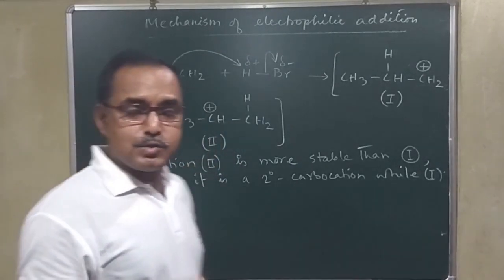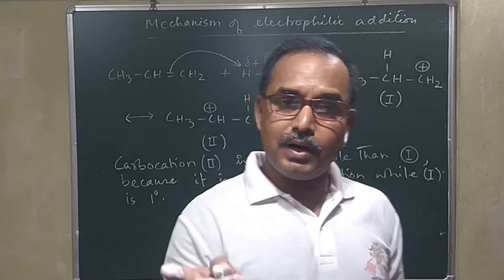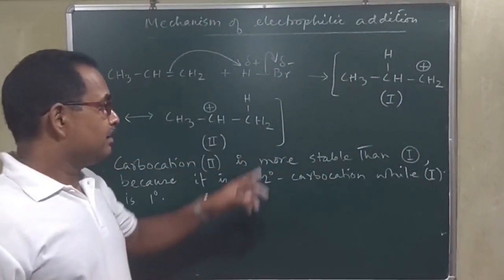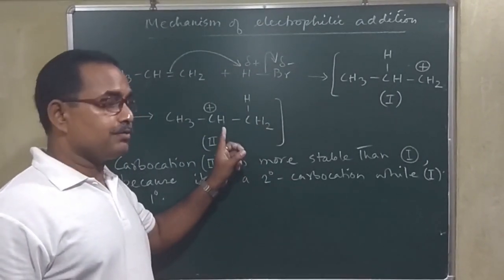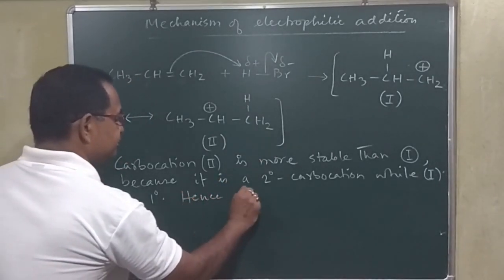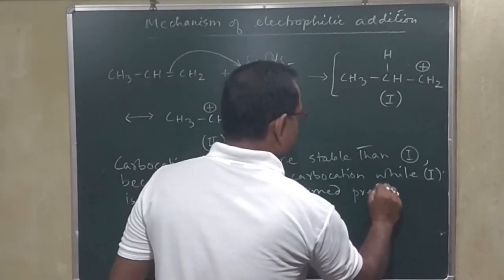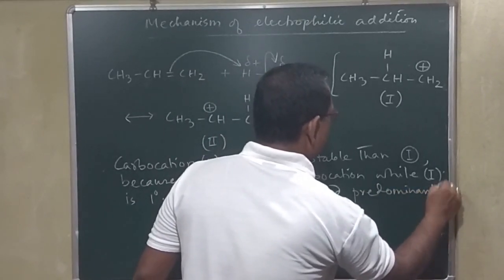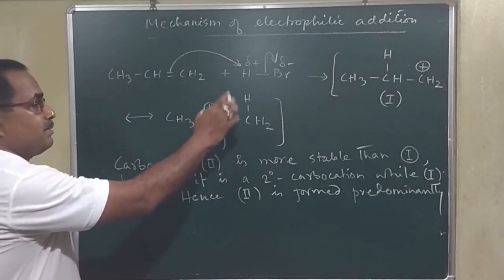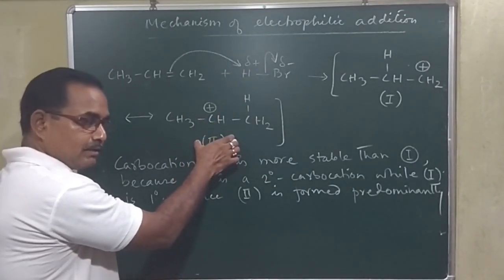So if in a reaction there is a possibility of getting more than one product, and among those different products one product is more stable, then that product will be formed in greater amount. Between 1 and 2, 2 is more stable, so it will be formed predominantly. So between 1 and 2, the amount of 2 will be higher in the mixture.